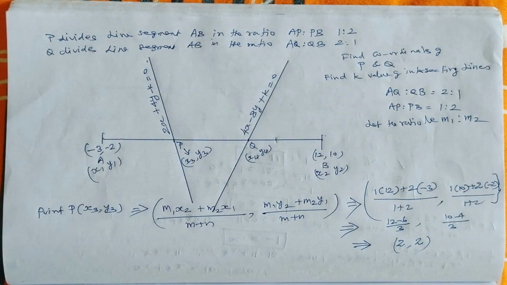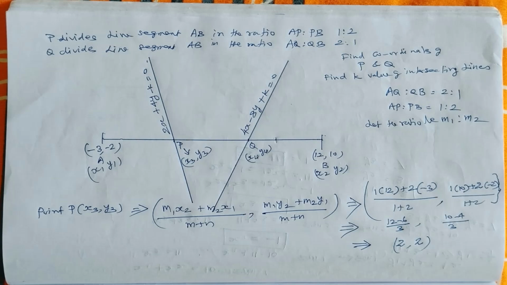Now, see this problem in which P divides line segment AB in the ratio of AP to PB of 1:2, and Q divides line segment AB in the ratio of AQ to QB equal to 2:1. You have to find the coordinates of P and Q and the value of K, where lines intersect. Now, A is (-3, -2) and B is (12, 10). So A is x1, y1, B is x2, y2.